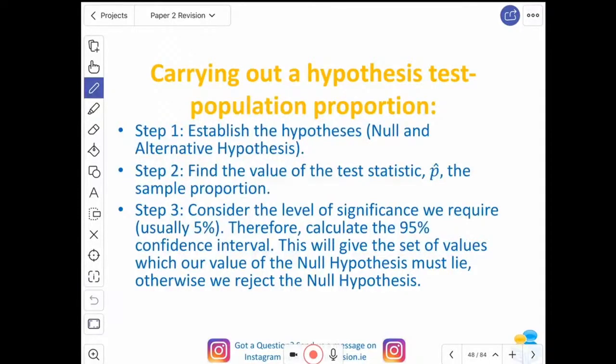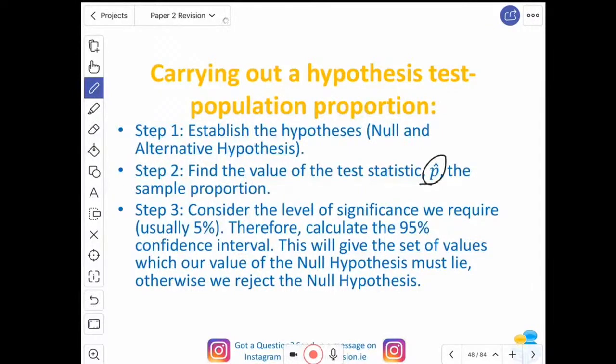So if you're being asked to carry out a hypothesis test for the population proportion, we're going back to the first one that we looked at. Step 1 is that we establish the hypotheses, so you write down your null and your alternative hypothesis. Step 2 is you find the value of the test statistic p-hat. Remember we did that in the last example, so it was 174 out of the 800 cars.